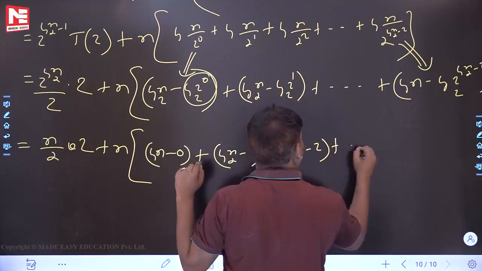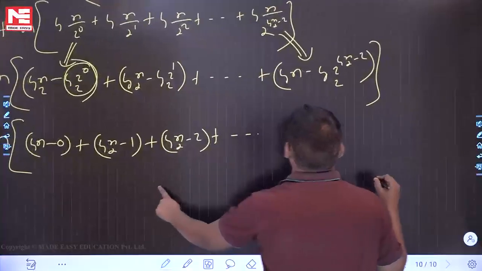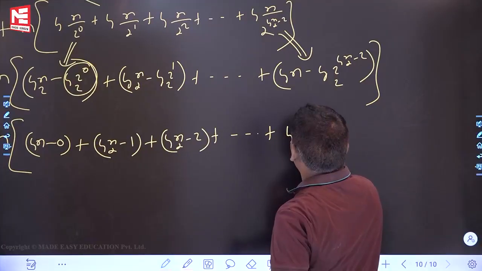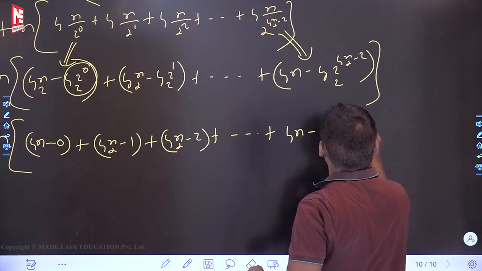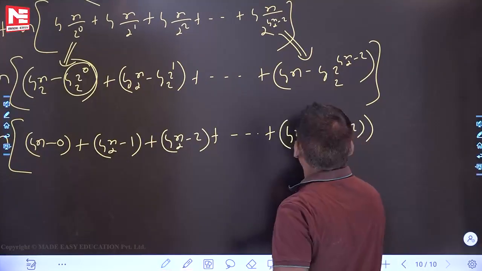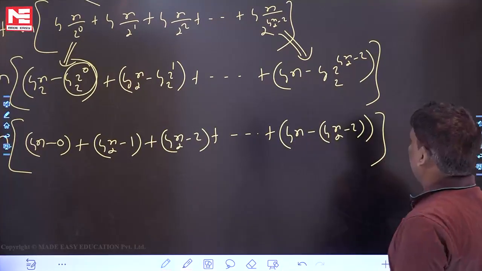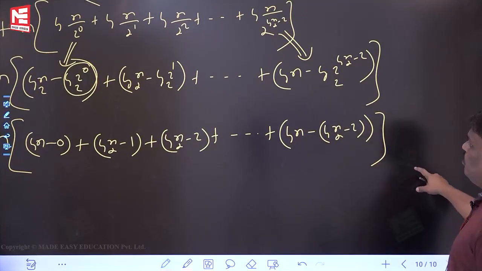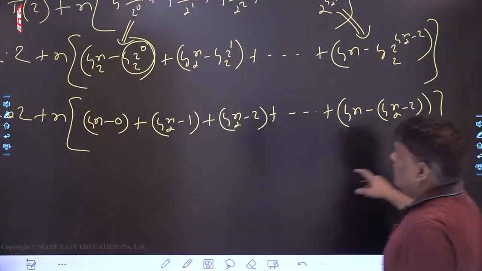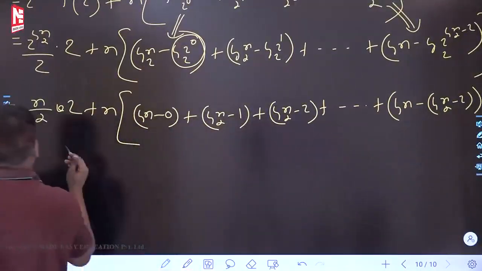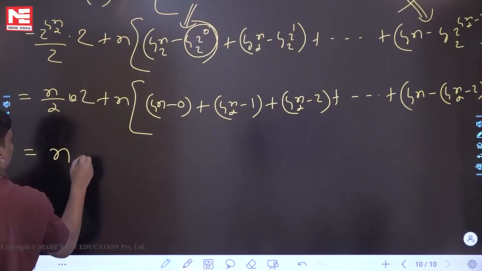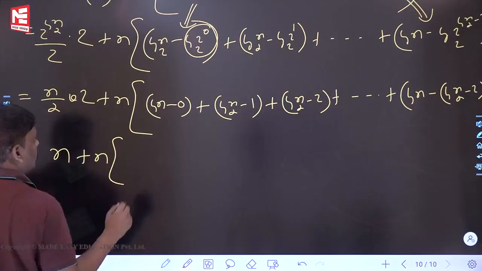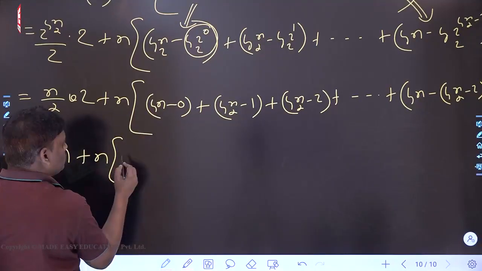It will continue. Can you say what is the last one? Last one, if you see, log n base 2 minus, this will become minus 2. Verify properly. Right? Fine. If you are comfortable, see the next step. N by 2 into 2. So n plus n into, right? This can be written as, what is the answer?